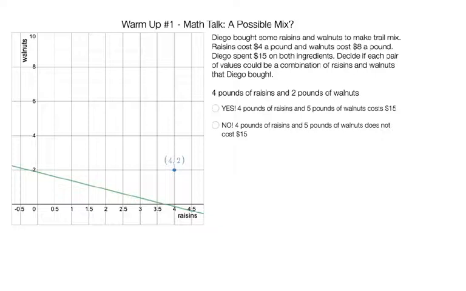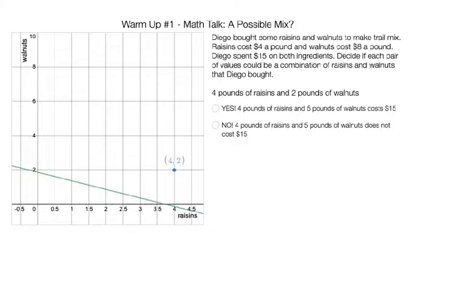So he bought a combination of raisins and walnuts, and when he got to checkout, he spent $15. We don't know what combination he made. If you look at the graph, they're asking you, could 4 pounds of raisins and 2 pounds of walnuts be a possible combination that he could have bought?